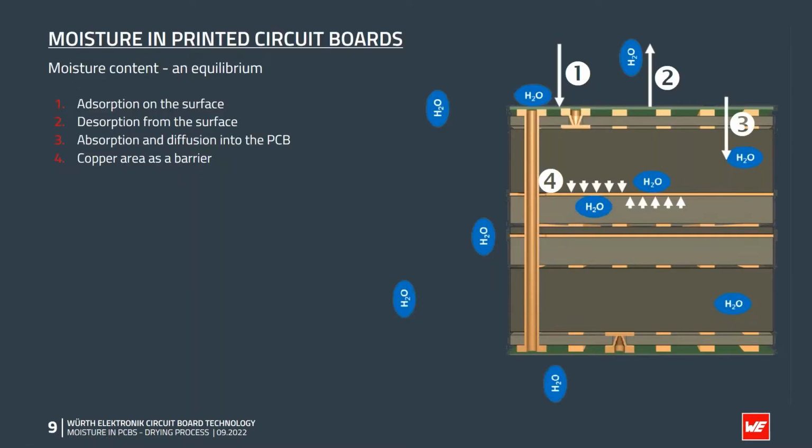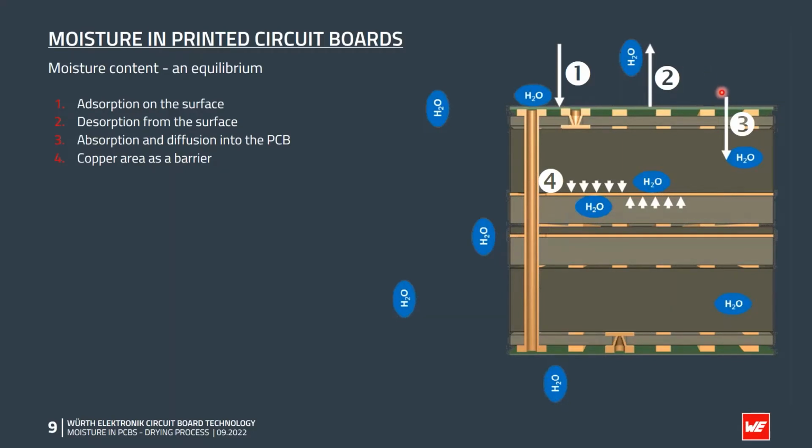So let's have this diagram showing a stack-up or layer stack of a PCB. And there are different actions taking place. Firstly, there is adsorption of humidity, of water molecules, dissolved in the air surrounding the PCB. So there is adsorption at the barrier here. And another process is desorption from the surface. And in the equilibrium, the rate of adsorption and desorption is equal.